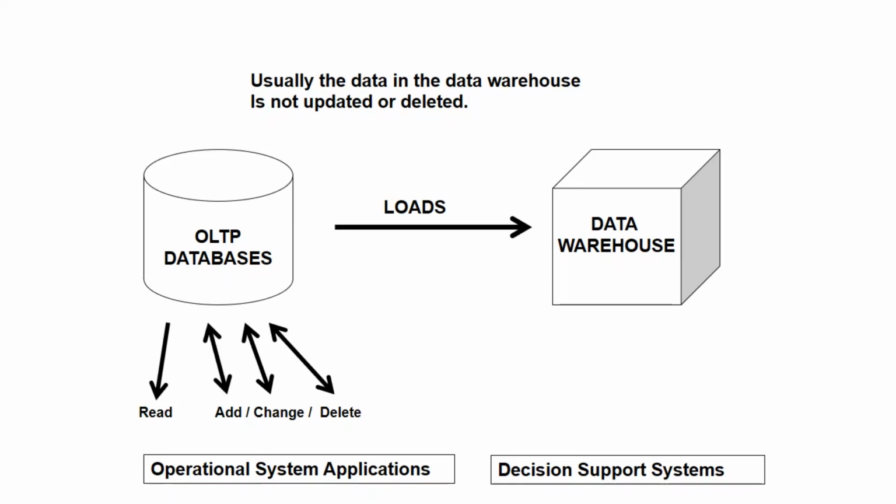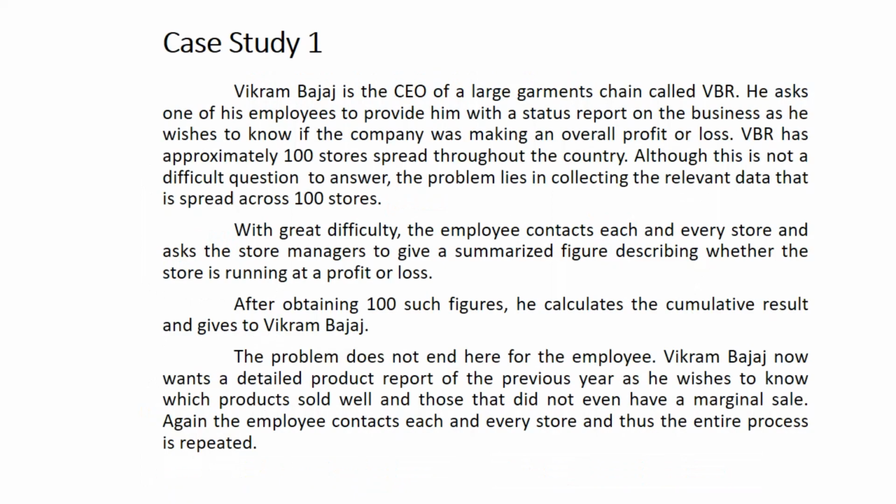So I'll tell you that adding data, changing data, and deleting data is done by operational system applications, also called OLTP systems. Whereas in the case of a data warehouse, we have information systems, or more particularly known as decision support systems. Why? Because the data in a data warehouse supports what type of information? Strategic information. And the data in the OLTP databases is what? Operational information.